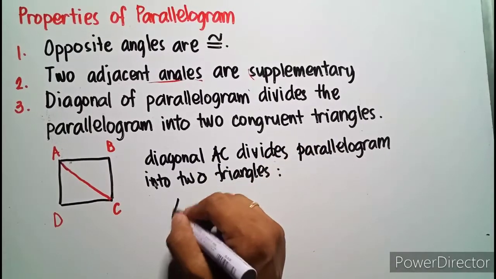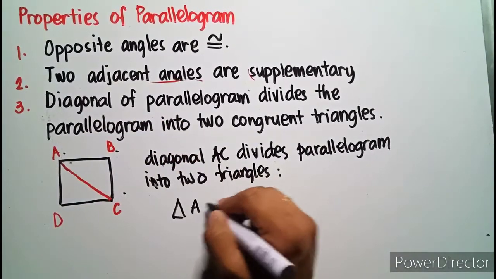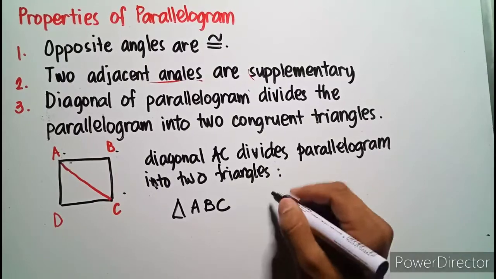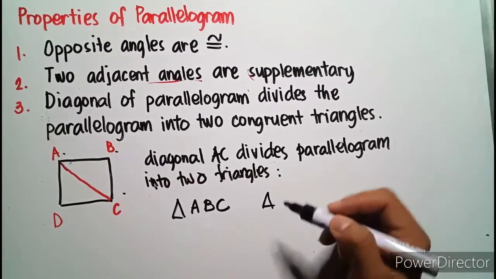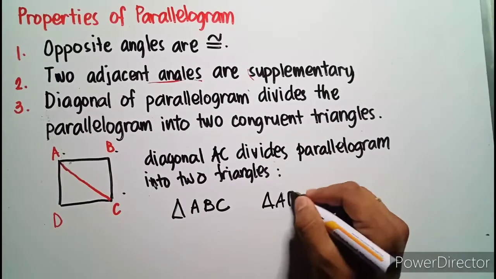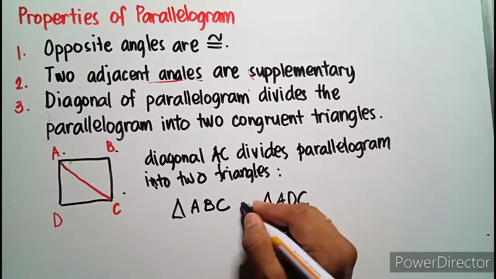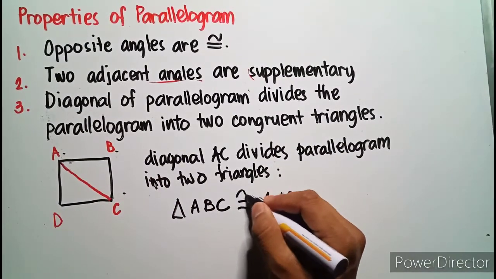So we'll have triangle ABC and triangle ADC. And as we compare these two triangles, they are congruent.